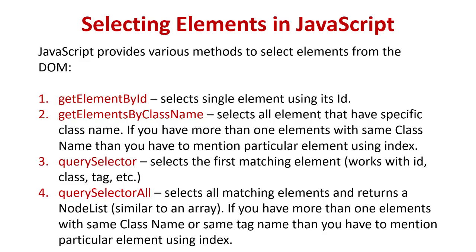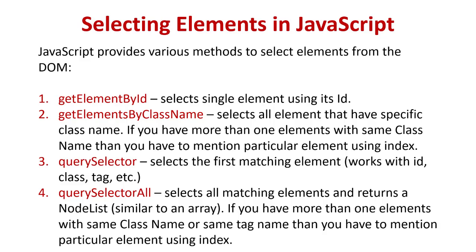getElementById selects a single element using its ID. getElementsByClassName selects all elements that have a specific class name. If you have more than one element with the same class name, then you have to mention the particular element using an index. querySelector selects the first matching element, and works with ID, class, tag, etc. querySelectorAll selects all matching elements and returns a node list, similar to an array.